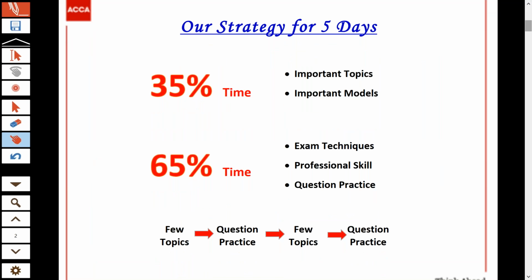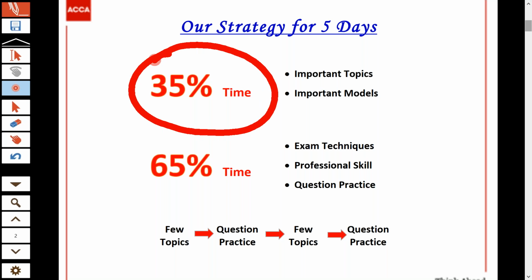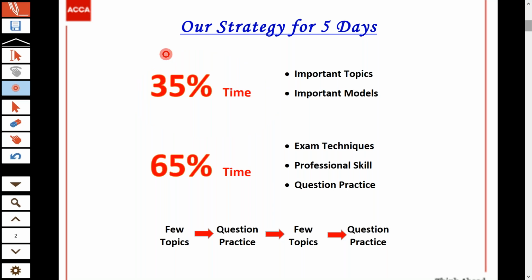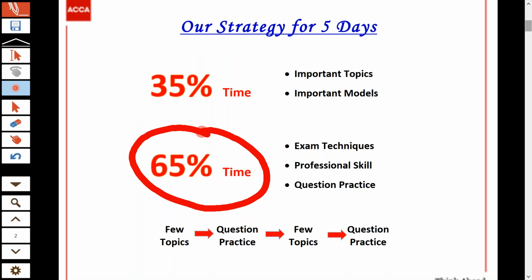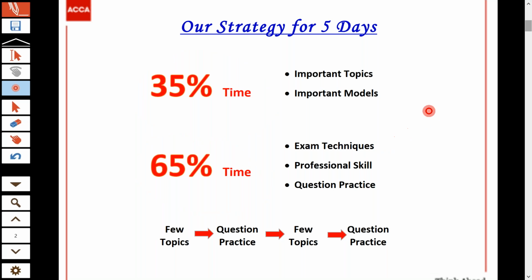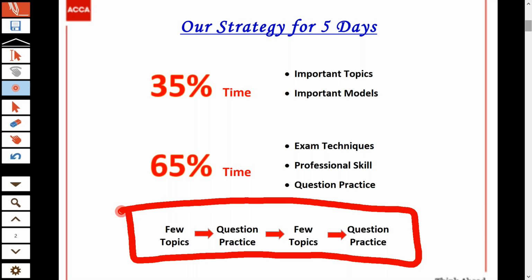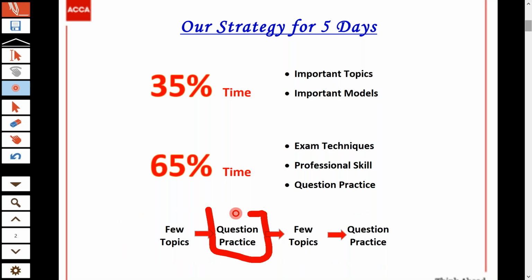As usual, our strategy would be to spend less time on theory and more time on practice and exam techniques. Roughly we will spend 35% of our time on topics and lectures, and 65% of our time talking about exam techniques, professional skills, and more importantly, practicing some questions. So the approach would be, we will do a few topics and then practice a question related to that topic. Again, a couple more topics and a question. All right.